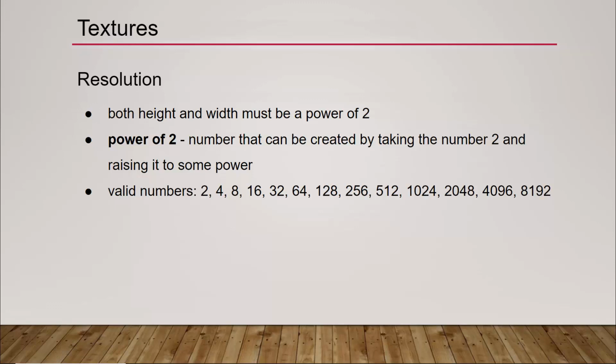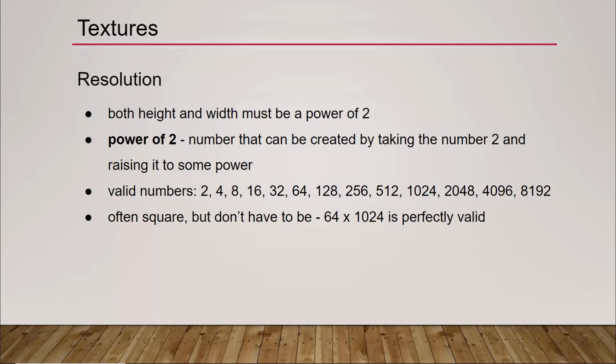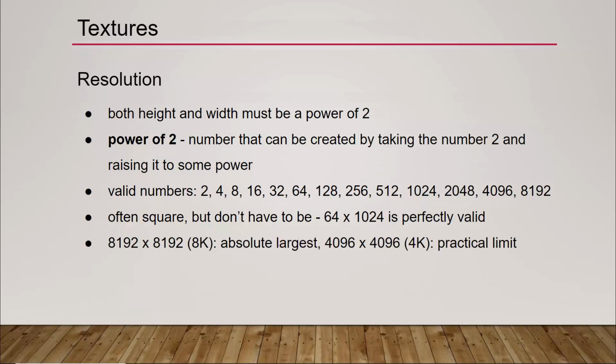Texture images are often square, such as 128 by 128 or 1024 by 1024, etc. However, they don't have to be, as long as both numbers are a power of 2. An image that is 64 by 1024, for example, is perfectly valid. Alright, so most graphics cards can't process resolutions over 8192 pixels or 8K, so 8192 by 8192 is the absolute largest you would ever want to make your textures, although in practice, you probably shouldn't ever go larger than 4096 by 4096 or 4K due to current hardware limitations.